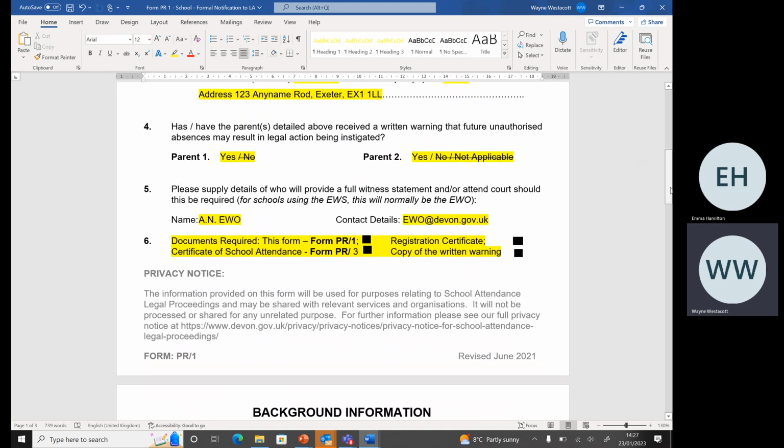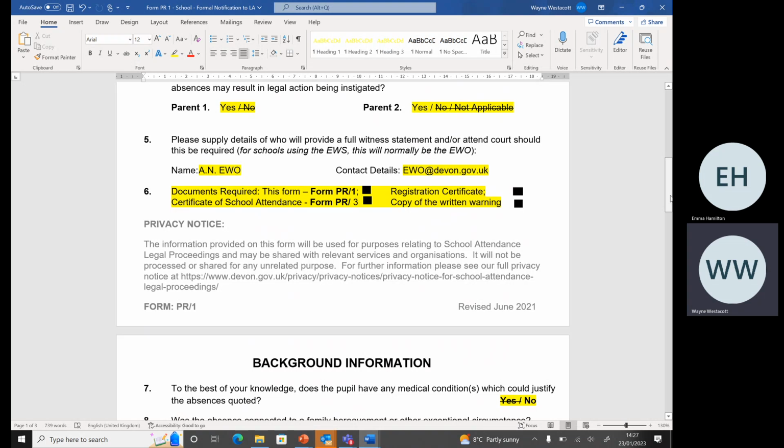Section 4, that would be, have they had a written warning? Hopefully the answer to that will be yes, they've had a written warning. They are also included. If there hasn't been a written warning, obviously that would be no. You would need to be aware that all Devon County Council would be able to do is issue a warning letter. They will not issue a penalty notice unless there is a legal warning prior to the absence being taken.